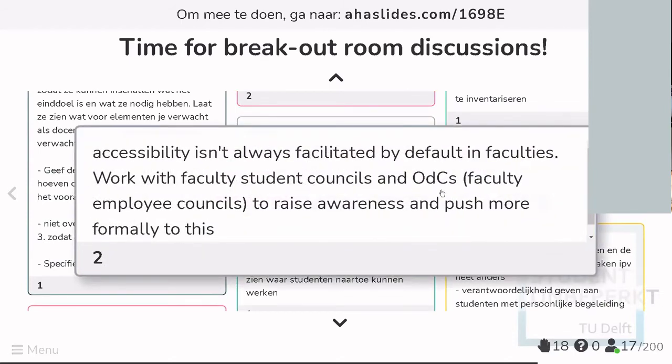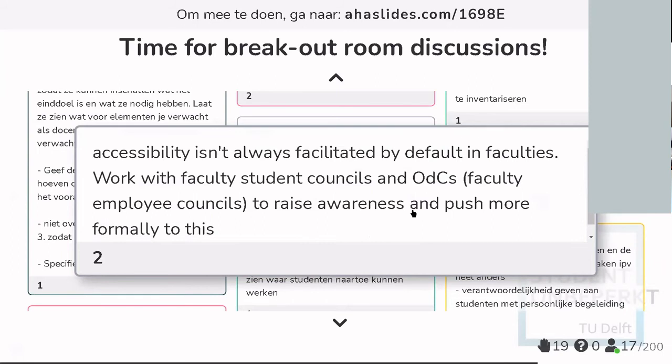Accessibility isn't always facilitated by default in faculties. Work with faculty student councils and ODCs, faculty employee councils, to raise awareness and push more formally for this. I'm wondering though, what are the ODCs?